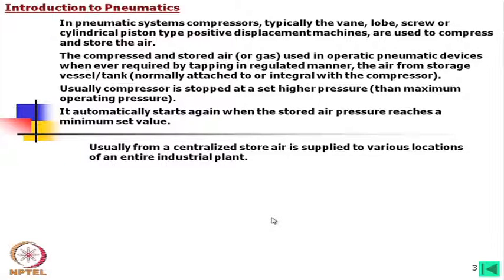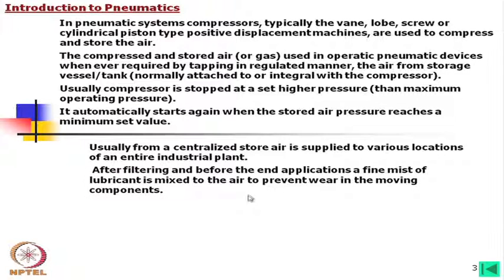Usually from a centralized store, air is supplied to various locations of an entire industrial plant. It might be a single reservoir, it might be multiple; usually not more than 2 reservoirs are used to supply the plant. If the plant is very big, sometimes more than 1 reservoir is used. After filtering and before the end applications, a fine mist of lubricant is mixed into the air to prevent wear in the moving components.